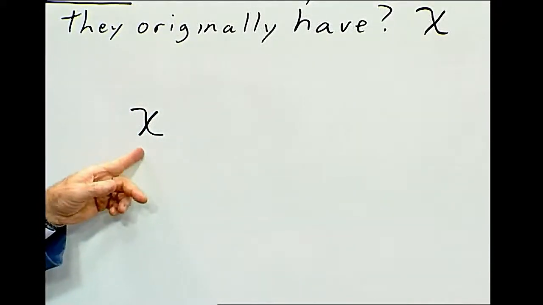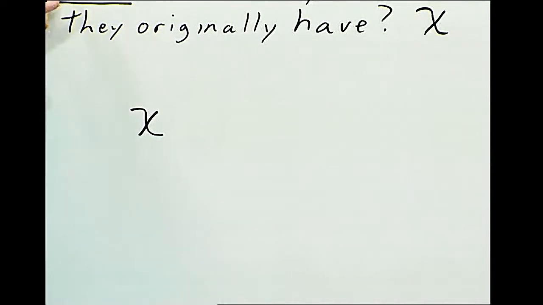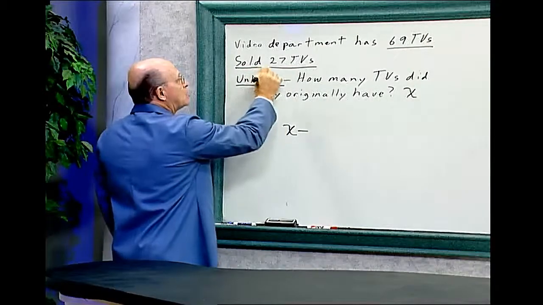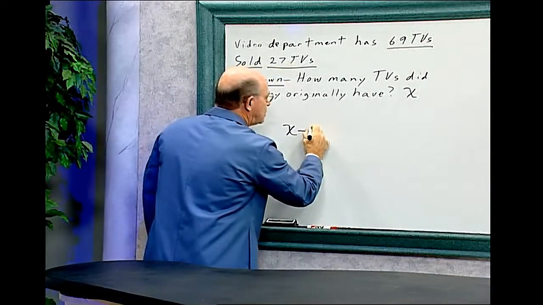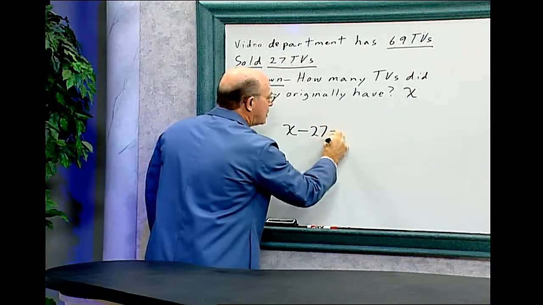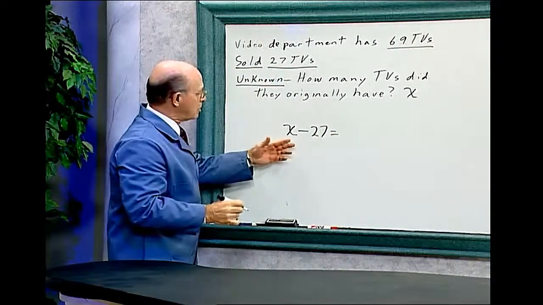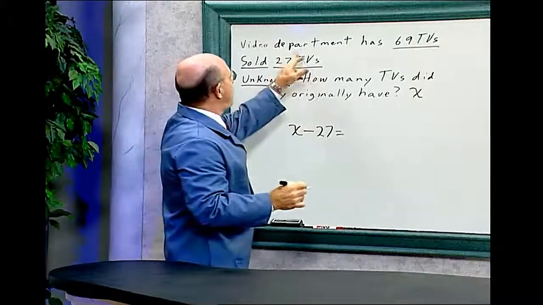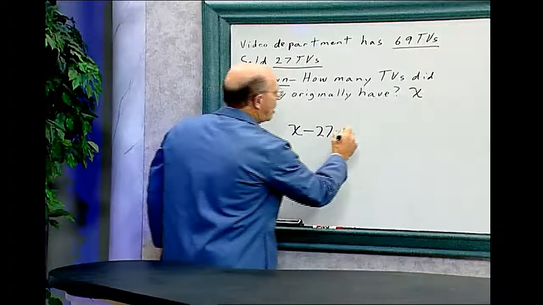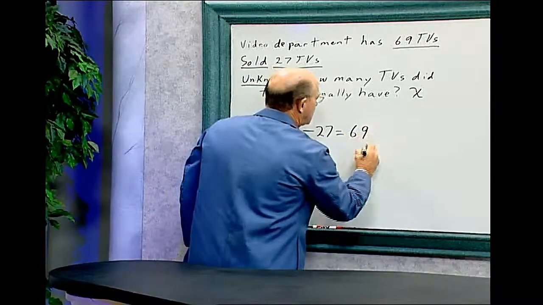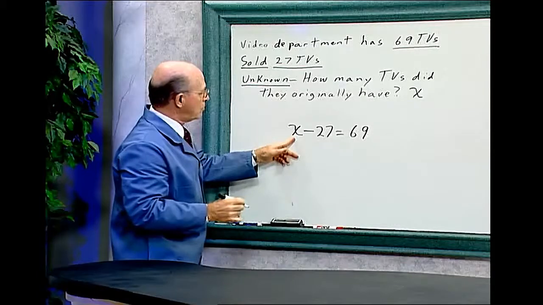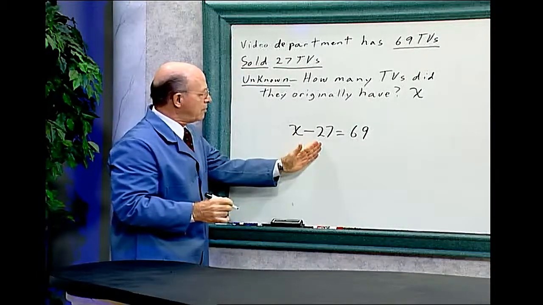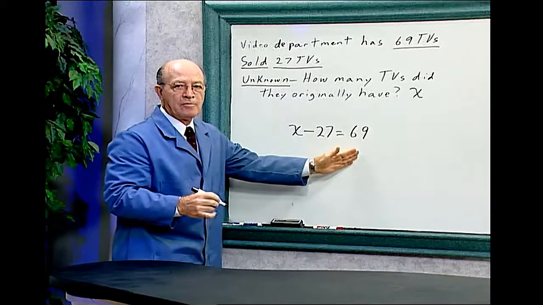Now, out of that x, they sold, and that means minus. They sold 27 TVs. So it's minus 27. So what they started with, the number of TVs here, which is unknown, they sold 27, and now the video department has 69 TVs. So this unknown, you take away the 27, equals 69.